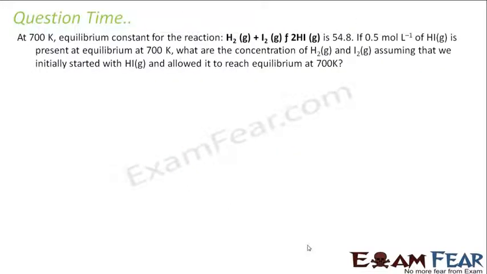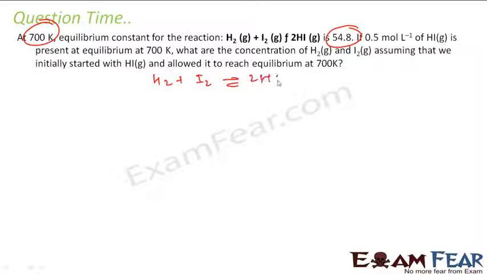Let's take one more example. The question says at 700 Kelvin, the equilibrium constant for this reaction is 54.8. The reaction is H2 plus I2, all gas, gives 2HI. 0.5 mole per liter of HI is present at equilibrium. So I'll write here T is equal to 0, and T is equal to equilibrium, this value is 0.5 moles per liter.